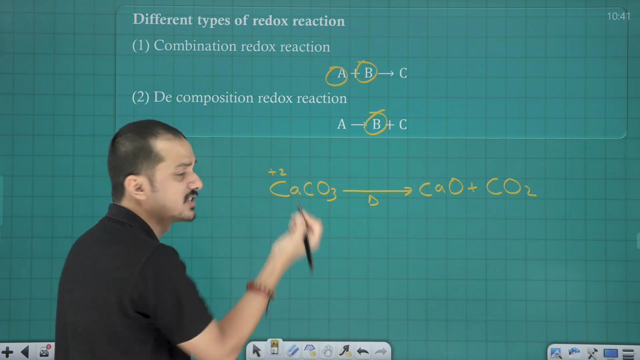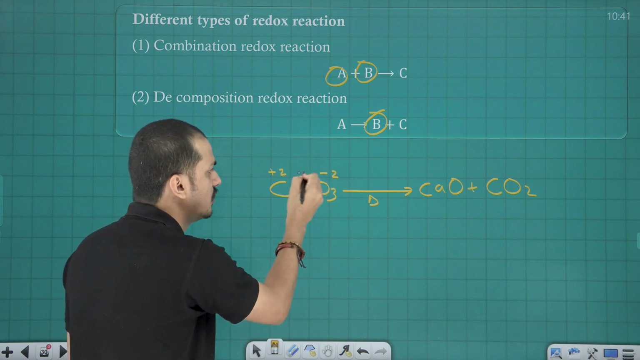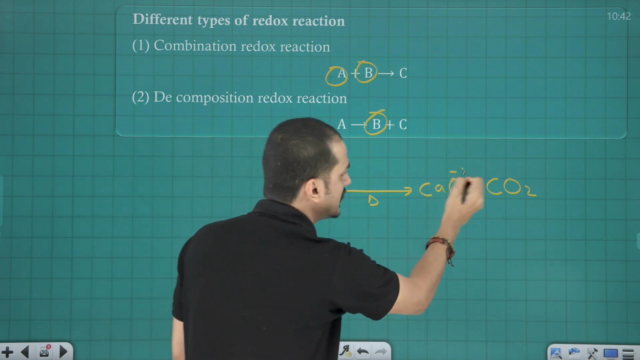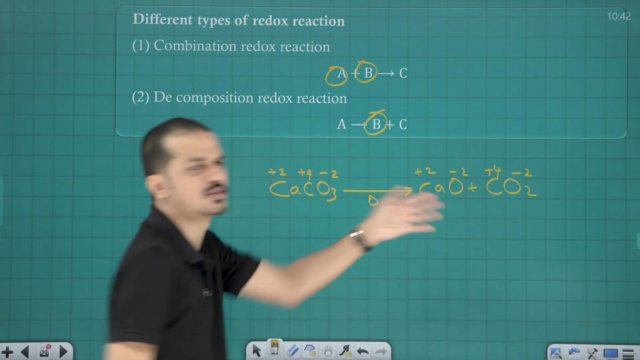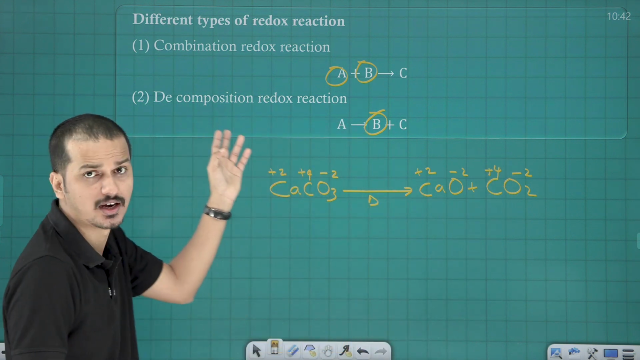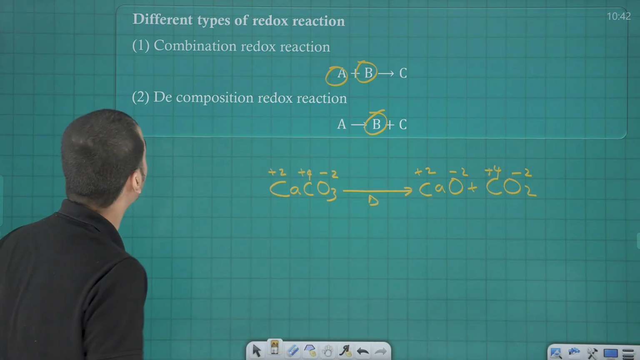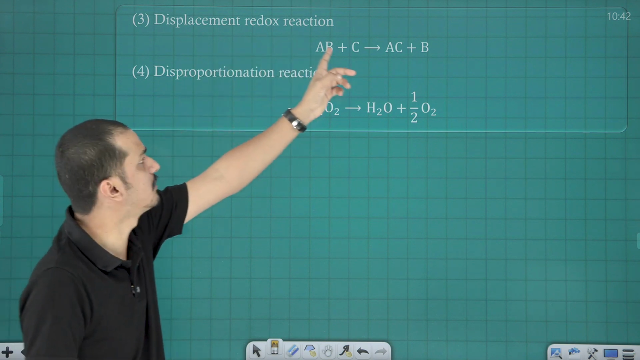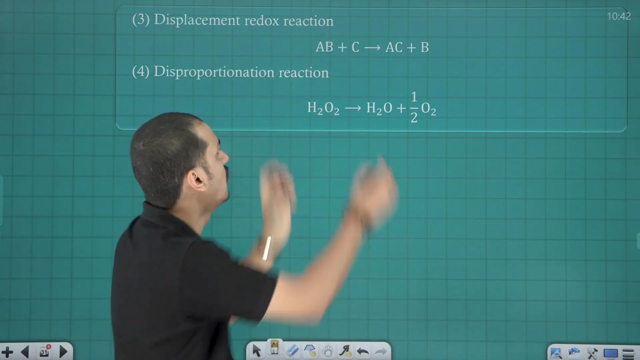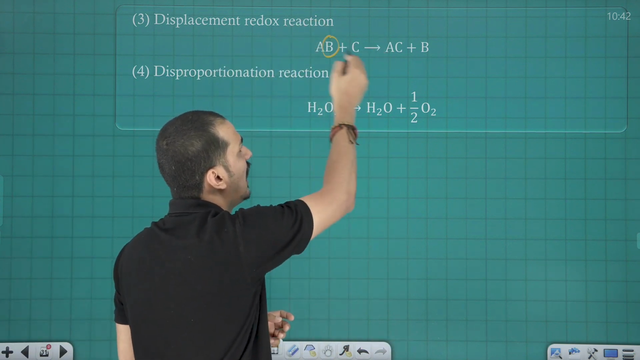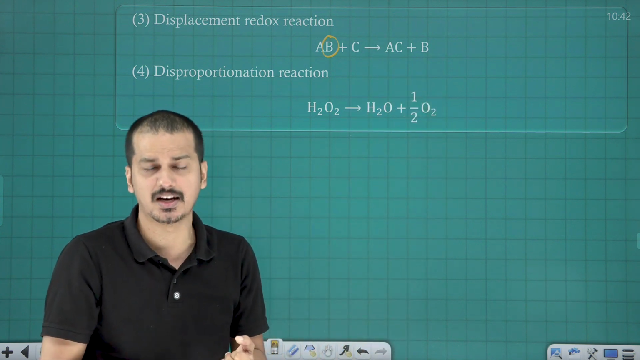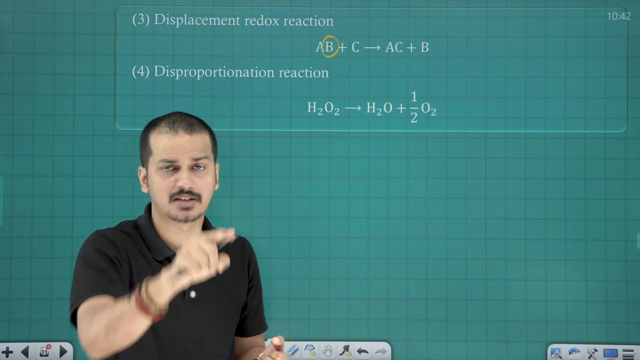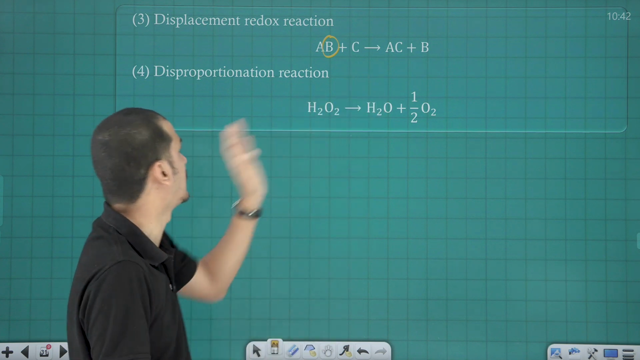Here the oxidation state of calcium is +2, oxygen is -2, carbon is +4. Oxygen is -2, calcium is +2, oxygen is -2, carbon is +4. There is no change, so that is not a decomposition redox reaction. Then again, displacement redox reaction means that in a compound, one element can be displaced by another element. It may be a metal, then it is called metal displacement, or else it may be the non-metal hydrogen, then it is called non-metal displacement. That idea also you know.